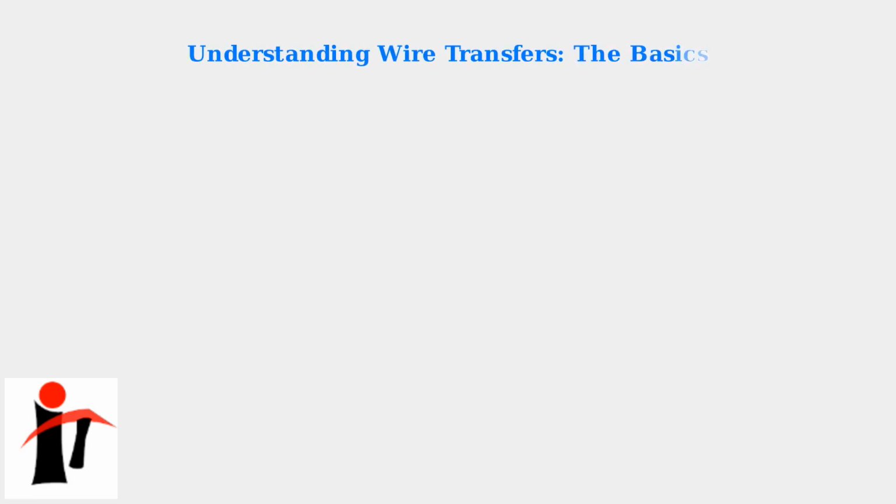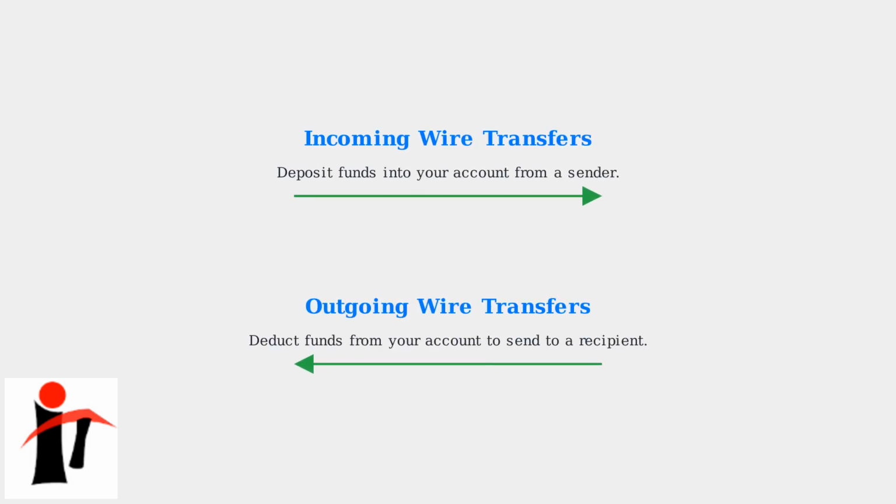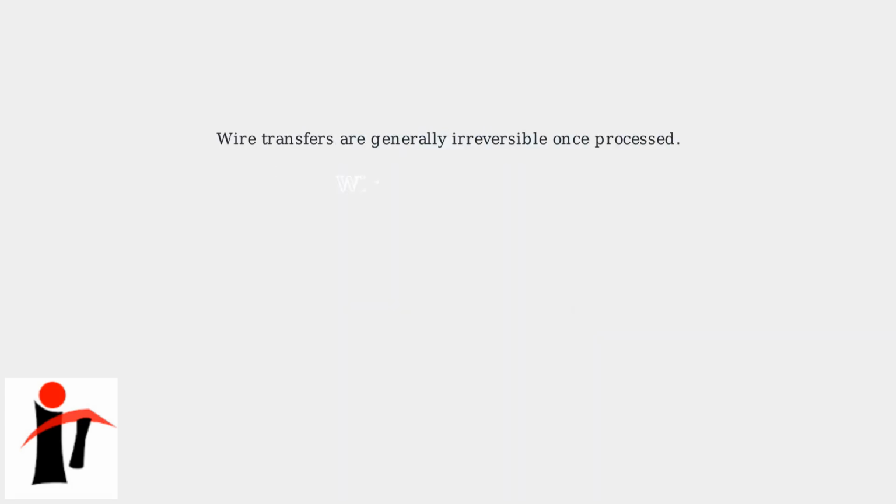A wire transfer is an electronic way to move money between banks. It's a fast and secure method for sending funds domestically or internationally. Incoming wire transfers deposit funds into your account from a sender, while outgoing wire transfers deduct funds from your account to send to a recipient. Remember, wire transfers are generally irreversible once processed.